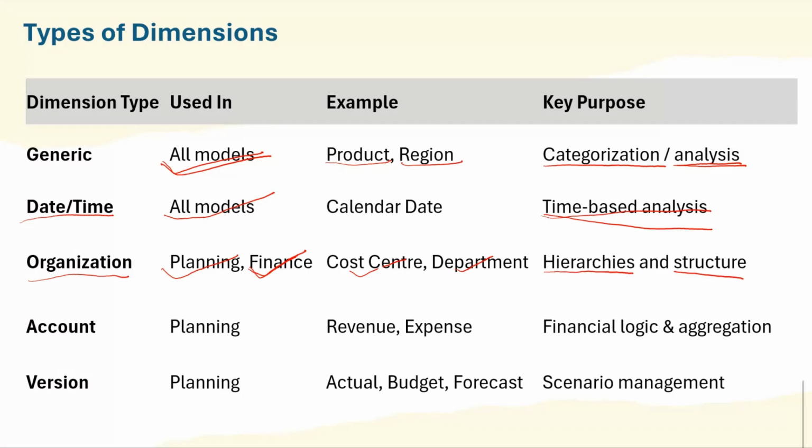Next dimension type is account. Account dimension type is basically used in planning, where you have a structural representation of measures. That means you do not segregate the measures by using the dimensions, but you also have so many measures for each and everything.